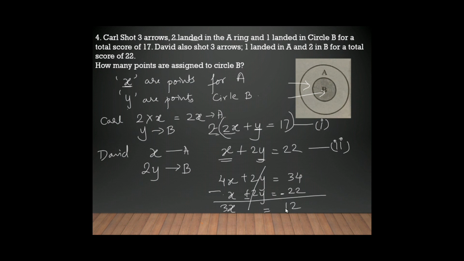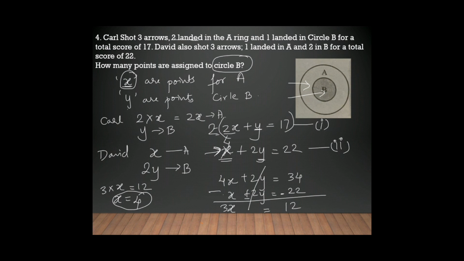Now since 3x is equal to 12, that means 3 times x is equal to 12. So x is nothing but 4. Now x is 4 means your points for A is 4, but you need to find for B. So what will you do? Substitute this value of x in one of the equations. Let us substitute in this one. So instead of x, now I will have 4. 4 plus 2y is equal to 22.